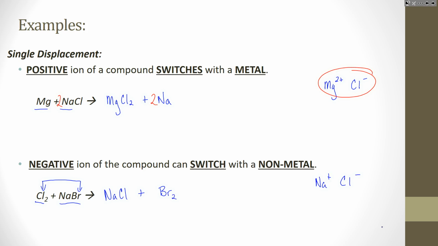So now we're going to fix our balancing. I need 2 chlorines, so I put 2 there. Now I need 2 sodiums, and that also fixes my bromines. So there is our single displacement reaction.